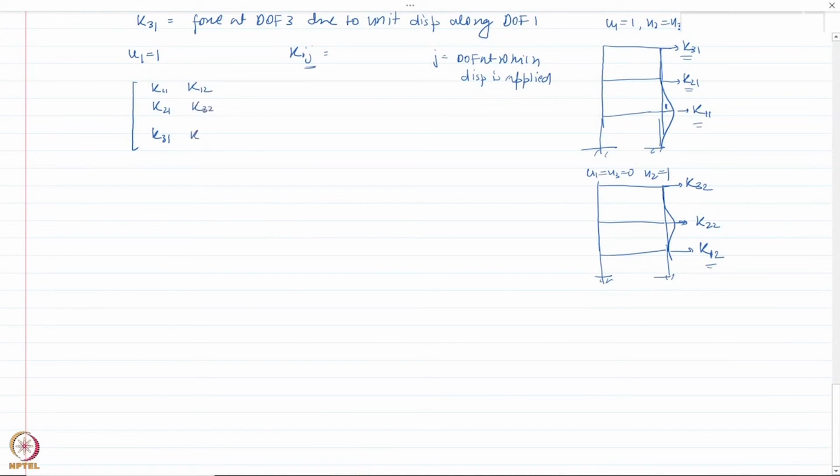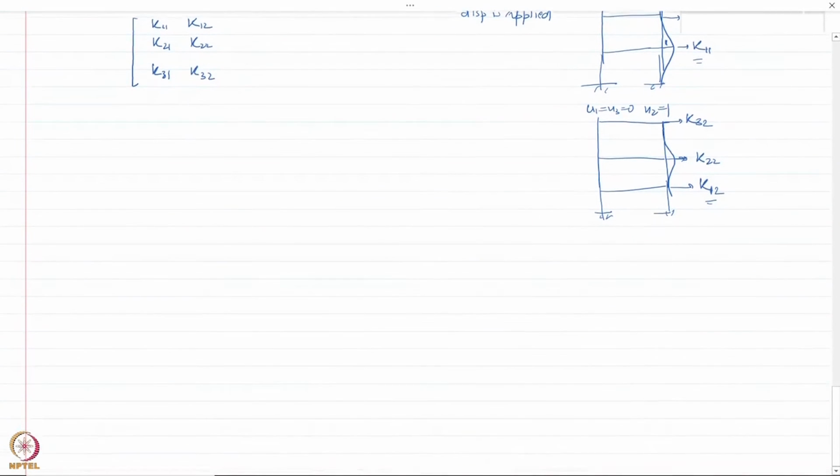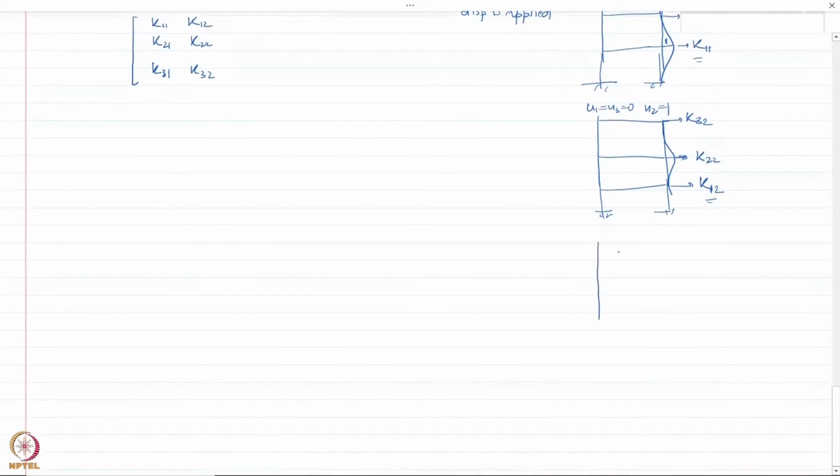Okay, sorry, this is K22 here, so let me rewrite it. And then this becomes K31. Sorry, this third one we still need to find out. So let us just write down the third case here. In the third case, I have unit displacement at node 3 and zero displacement everywhere else. So U1 equal to U2 equal to 0 and U3 equal to 1.